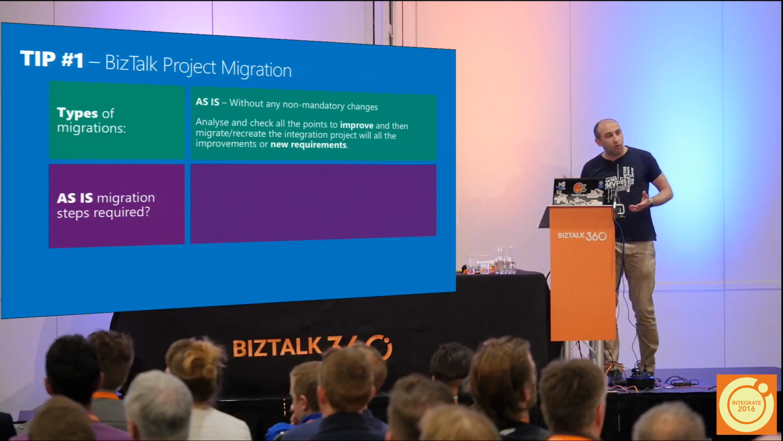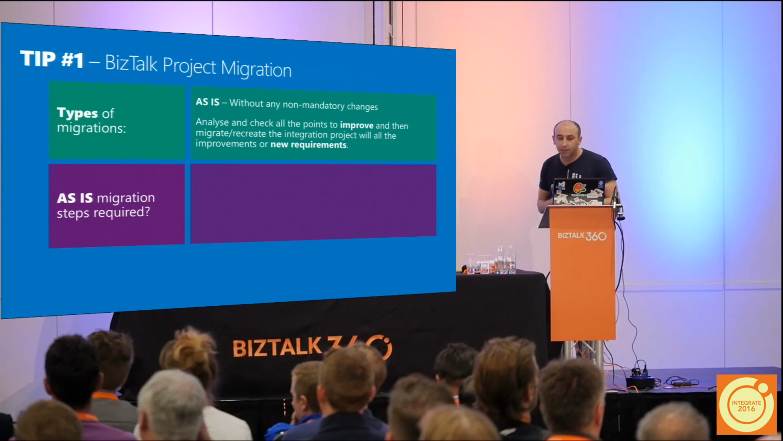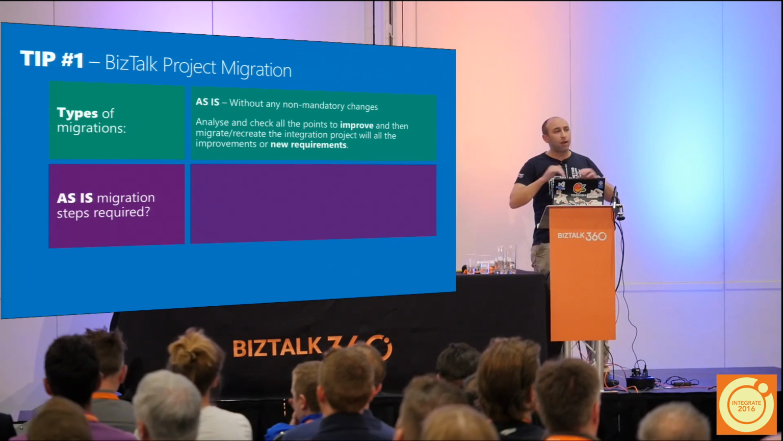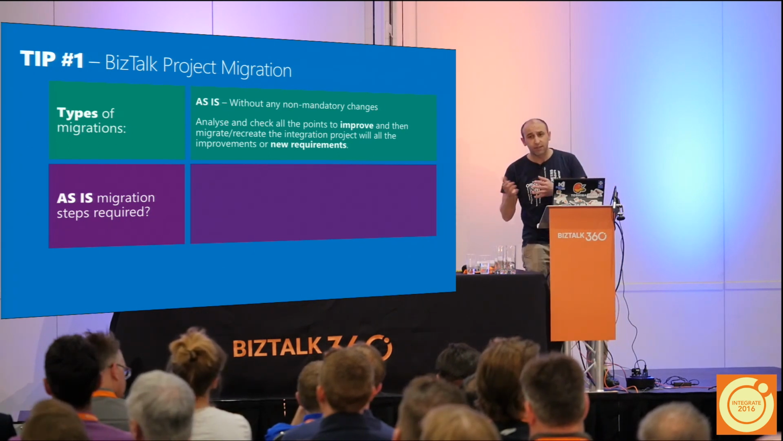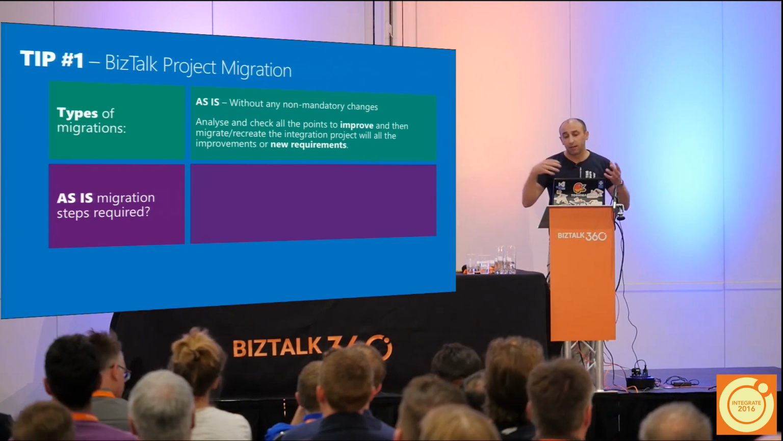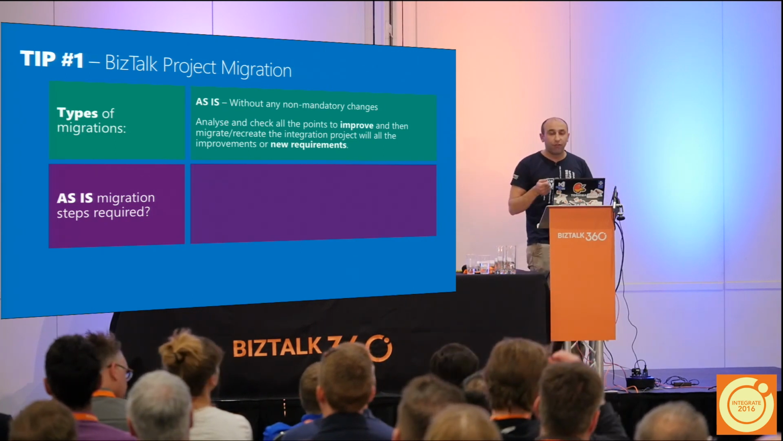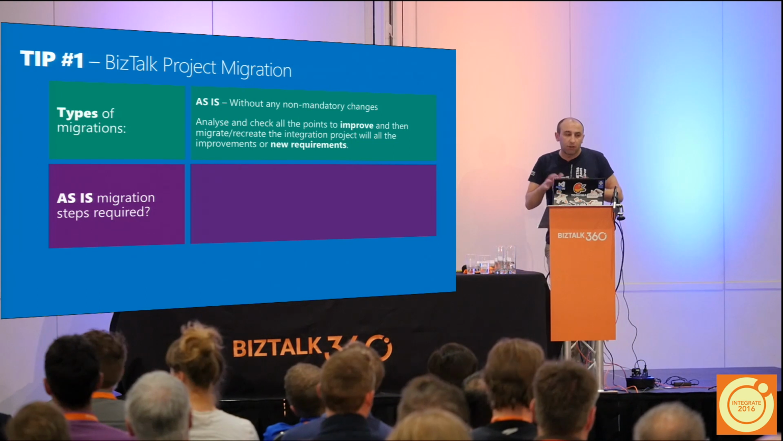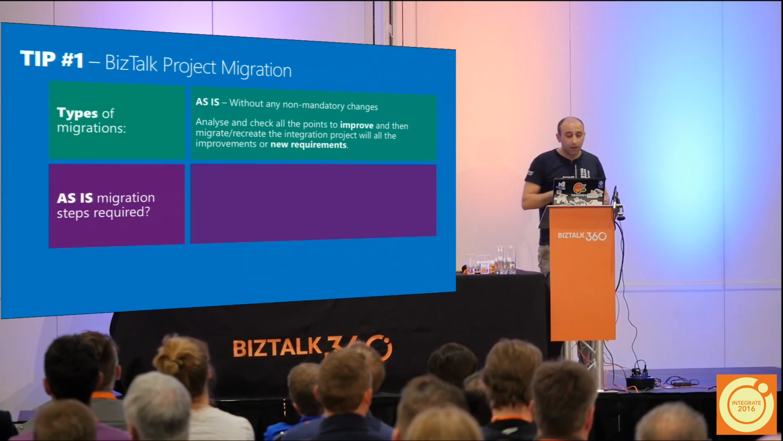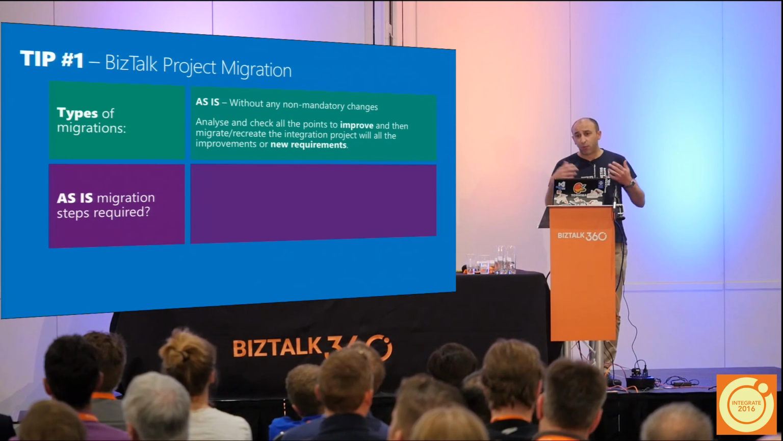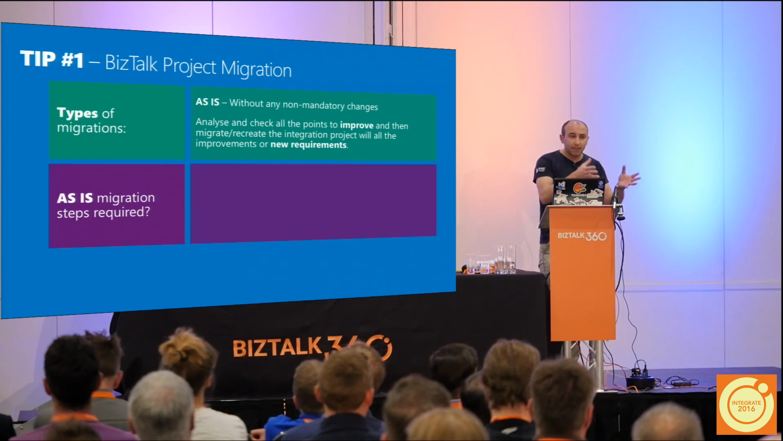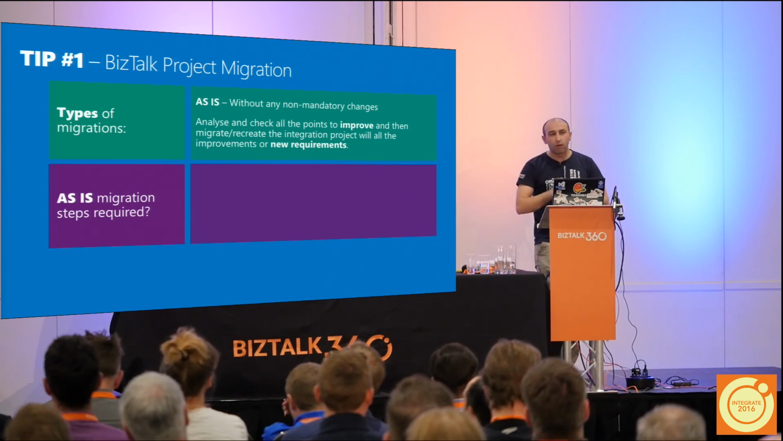So my first tip is trying to help you in project migration. So you have 2 types of migrations. As is migration, so you never improve the solution, just a minor fix. If a feature changed from 2004 to 2013, you need to change that, but otherwise it's just as is migration. Or you need to analyze the solution, improve the solution, checking all the bad things in that solution and create a new one with new requirements.